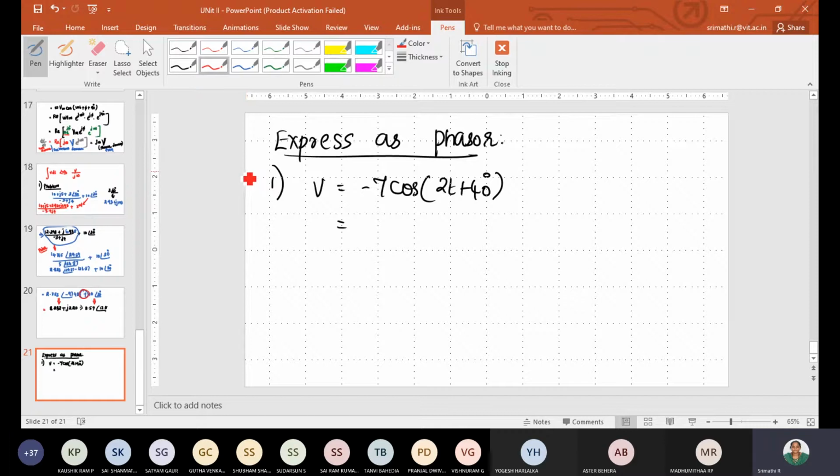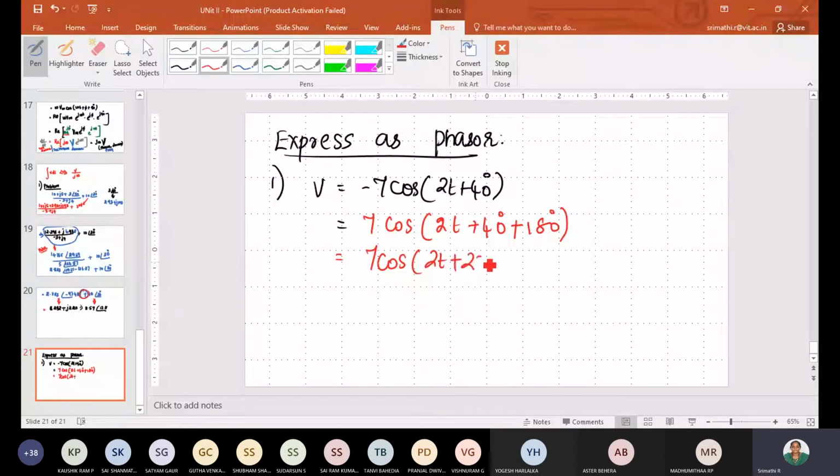Could you hear me? Yes, ma'am. So 7 cos(2t plus 40 plus, what is the angle if I bring minus inside? Plus 180. Yes, ma'am. 7 cos(2t plus 220 degree). Okay, this is your v. And how will you express your phasor capital V?